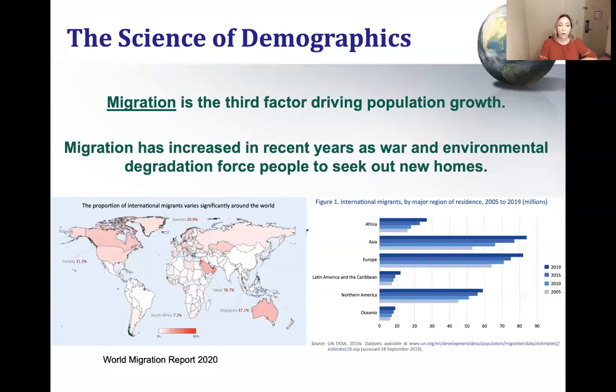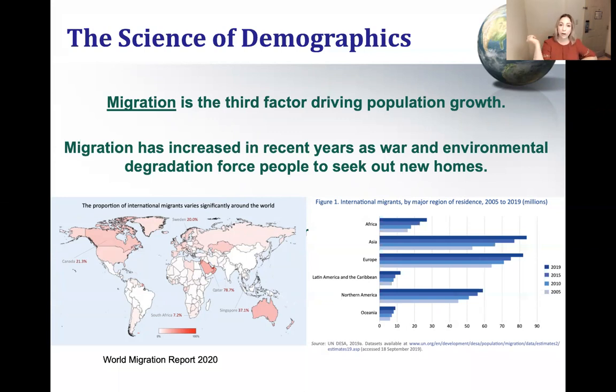Now, one thing I wrote here is that migration has increased considerably because of war and environmental degradation. People have moved because they can no longer grow crops in an area, because they grew crops for so long that the soil is depleted and you can't grow on it anymore. So migration occurs for both of those reasons.